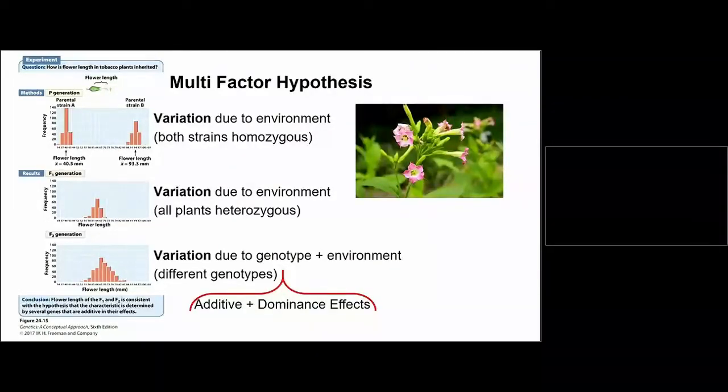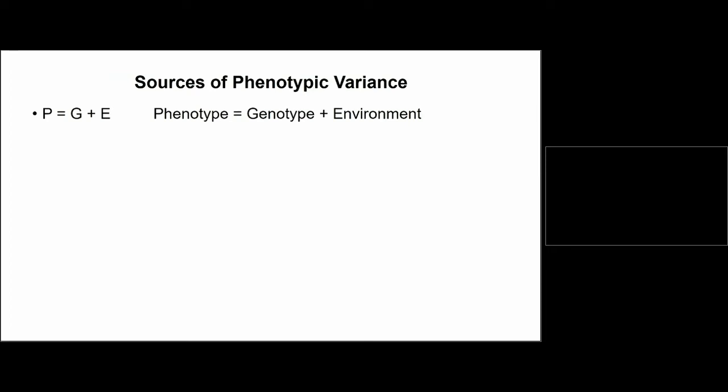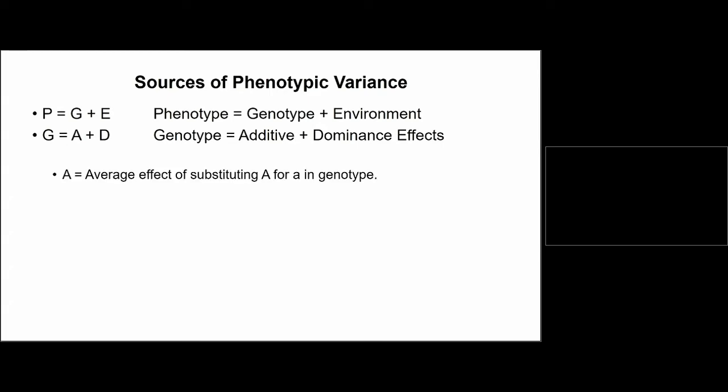Well, it turns out that this genetic variation is due to both additive effects and dominance effects. So, starting to put together some formula-looking things here. Phenotypic variation is due to both the genotypic variation and the environmental variation. Or your phenotype for these quantitative traits is due to both your genotype and the environment. The genotype is due to both the additive effects and the dominance effects. So what are additive effects and dominance effects, right? Additive effects are the average effect of substituting big A for little a in a genotype. Dominance effects are due to particular combinations of alleles.